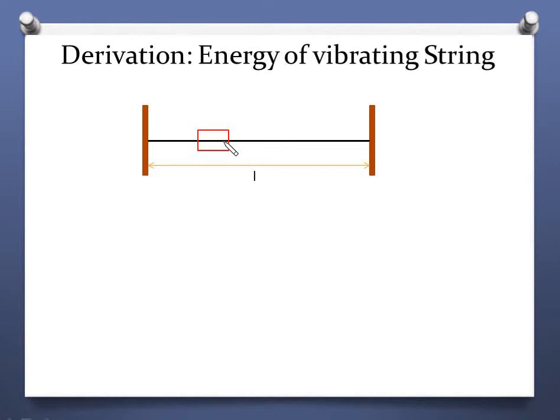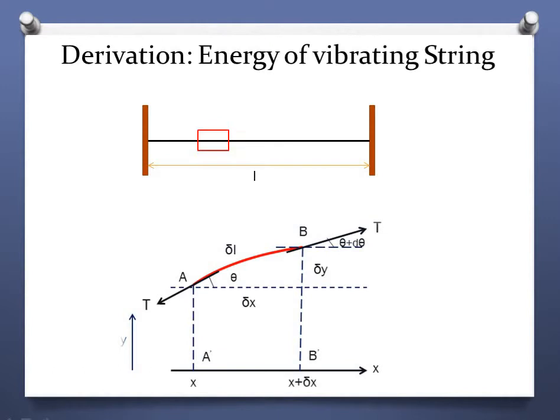While doing so, you are doing some work against the tension which holds this string at its original position. When you are doing work against the tension, that work is stored in the string as potential energy, and when you leave it, it will start oscillating. As a result, you will have a kinetic energy. So that's how we can visualize the energy in a vibrating string.